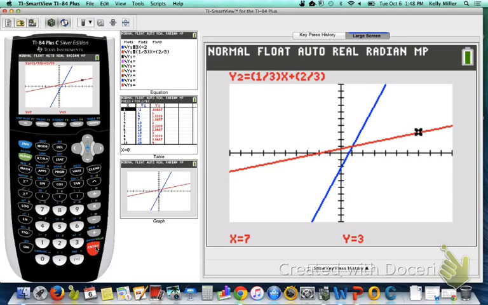So if we go back to geometry, what would be the line of symmetry in between the two? What would be the equation of this line of symmetry, do you think?